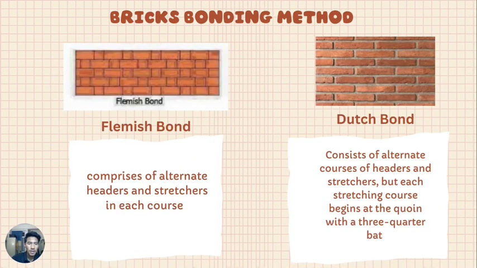Okay, then we have Flemish bond. Flemish bond comprises alternate headers and stretchers in each course. And the last one is Dutch bond. Dutch bond consists of alternate courses of headers and stretchers, but each stretching course begins at the quoin with a 3/4 bat, and every alternate stretching course has a header placed next to the quoin 3/4 bat. Okay, if you can see in the figure how the Dutch bond is laid.